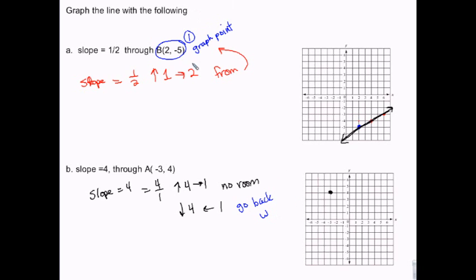So you'd want to go up 4, over 1, but since you can't go up 4, go down 4. But then instead of going to the right 1, you're going to now go backwards to the left. So you go 1, 2, 3, 4, back 1. And you could do another one if you want to. And then you connect them with a line. Not too terrible?